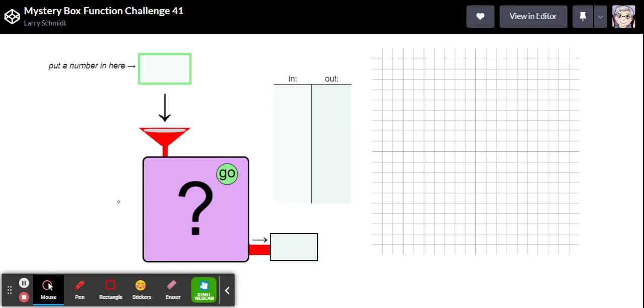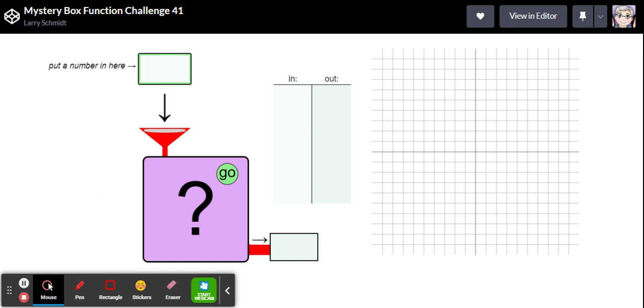In this purple box, we have some mystery math, and your job is to figure out what that math is. There's a link in the description. You can pause the video, click on that, and put as many numbers as you want into the top, and then watch how they're transformed as they come out the bottom. We'll track your ins and outs here in this chart and plot them as ordered pairs so you can see the shape the math makes, and you can use that information to figure out what the mystery math is. So pause the video, try it out. When you think you got it, come on back, watch the rest of the video, and see if I get the same thing you do.